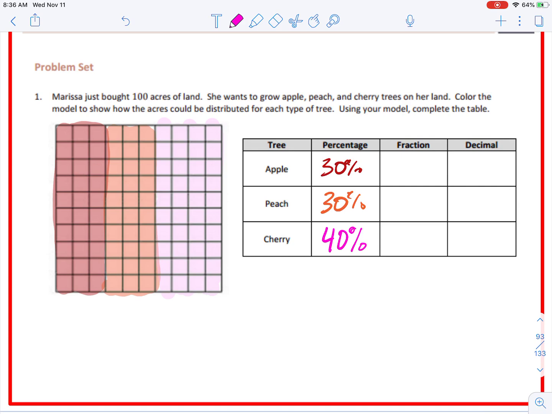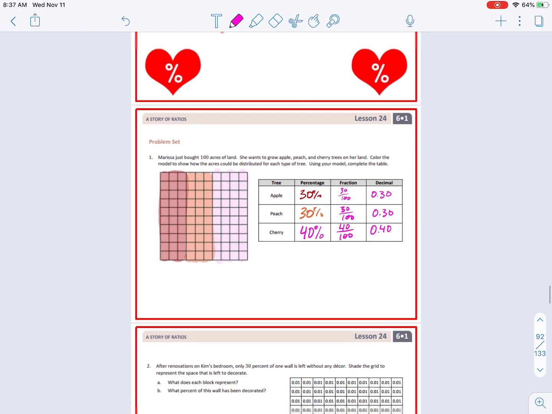Now I can complete my table. 30% for apples as a fraction would be 30 over 100, and the decimal would be 0.30. The peaches would also be 30 over 100 and 0.30. The cherry trees, 40% as a fraction would be 40 over 100 and 0.40.